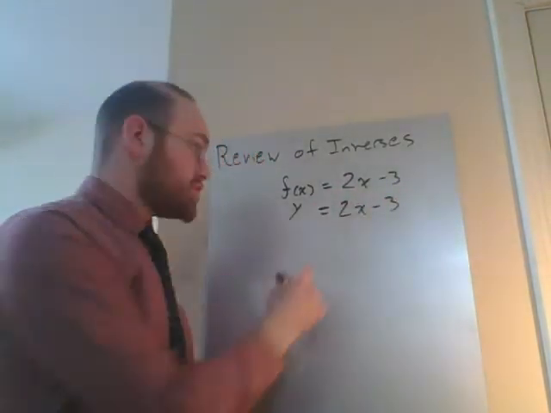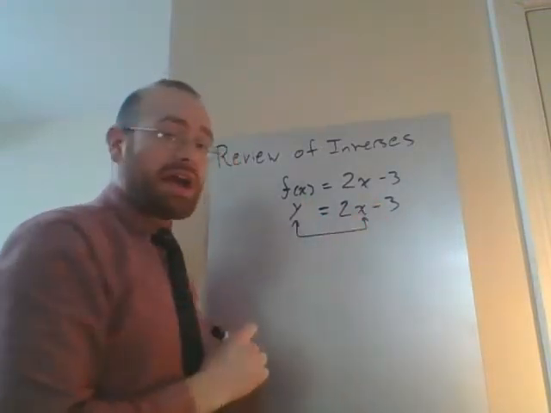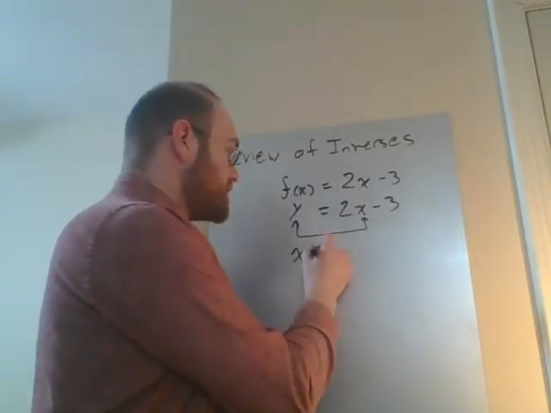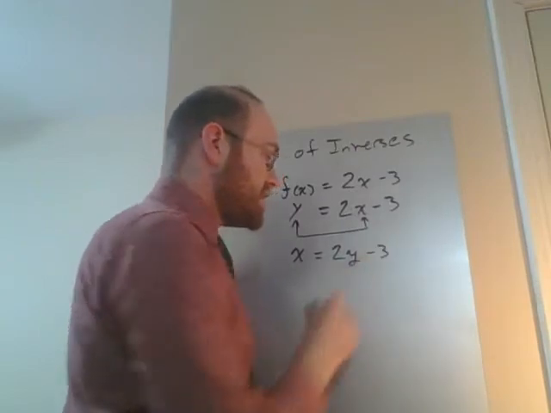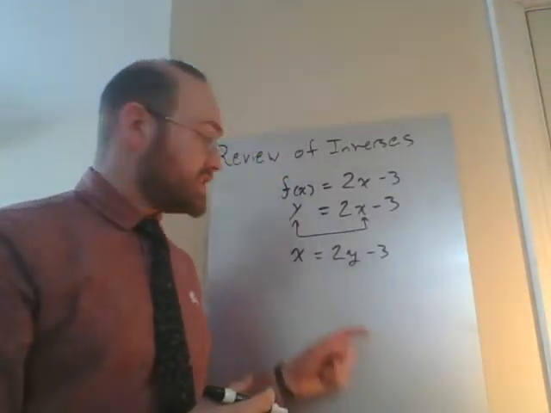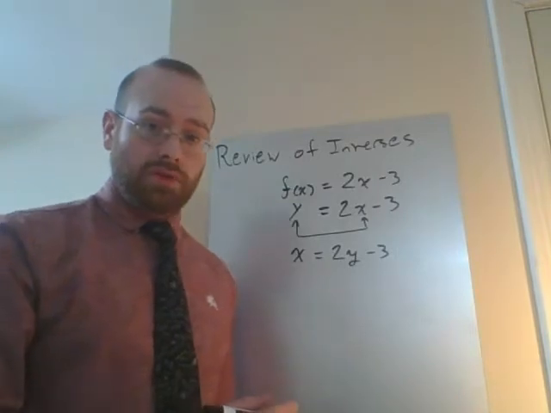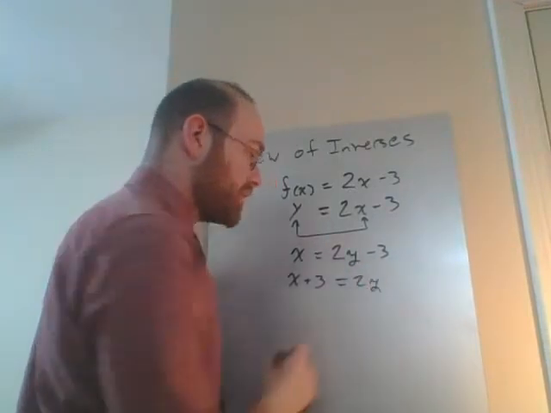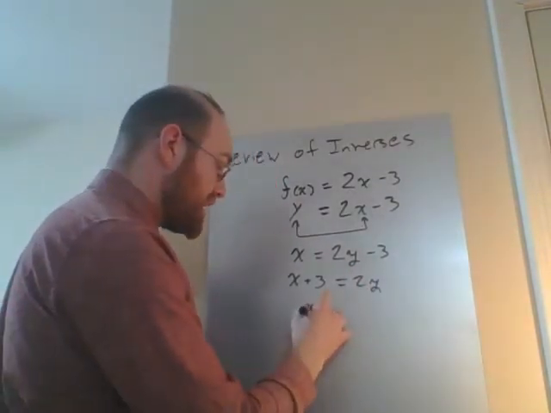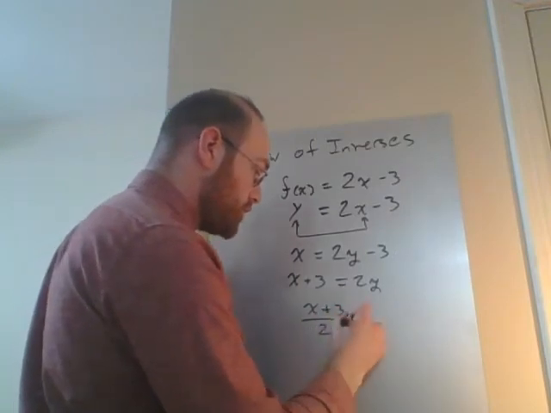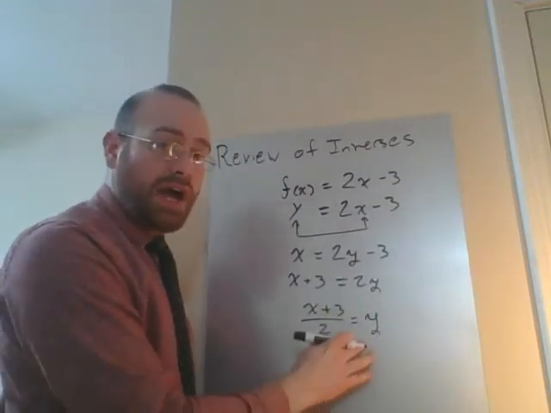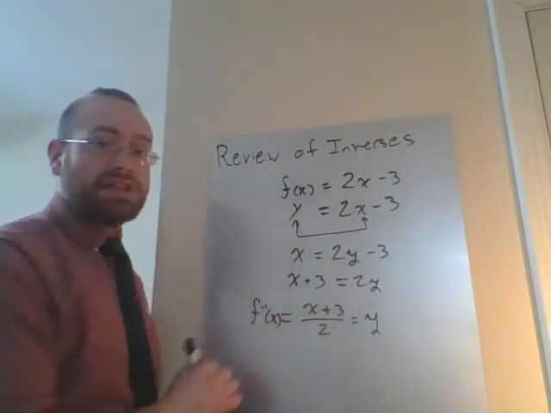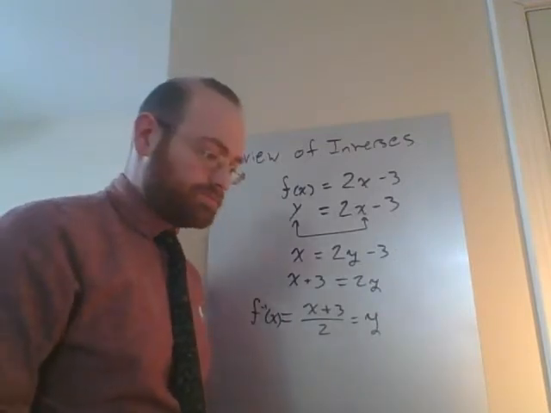Now we're going to switch our x and y's. That's the inverting step. So we have x is equal to 2y minus 3. And now what we do to find the inverse is we solve this function for y. So let's add 3 to both sides, and then we're going to divide both sides by 2. But instead of calling this y, we're going to name this f inverse of x so that we're using the same function notation that we started with.